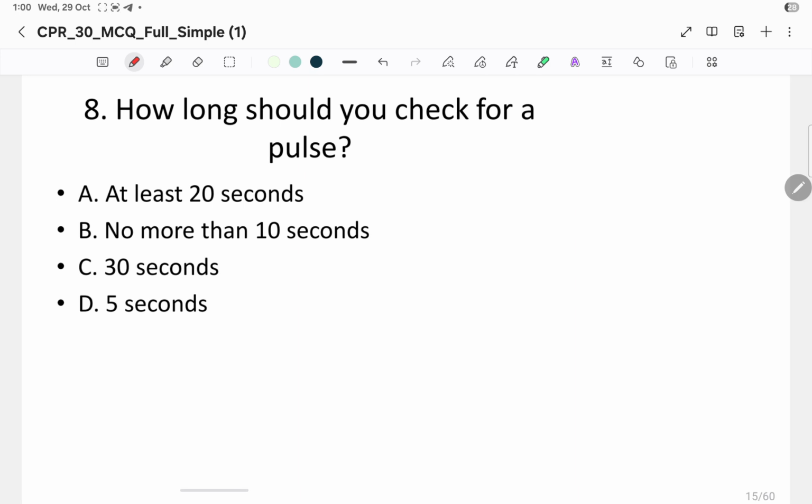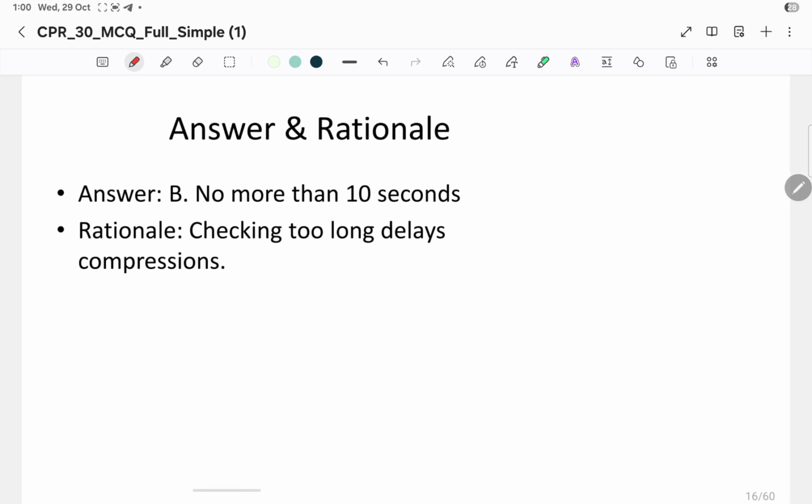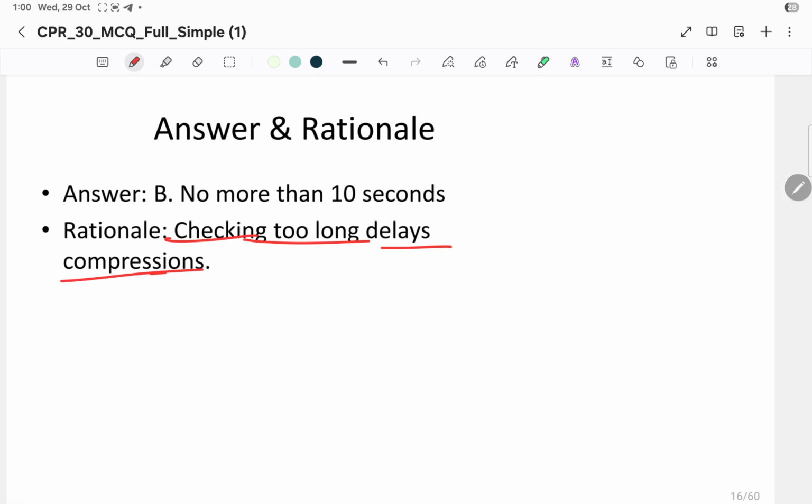Next, how long should you check for a pulse? A, at least 20 seconds. B, not more than 10 seconds. C, 30 seconds. D, 5 seconds. And the correct answer is option number B, not more than 10 seconds. Because checking the pulse for too long delays compressions. So we need to check within 10 seconds and not more than 10 seconds.